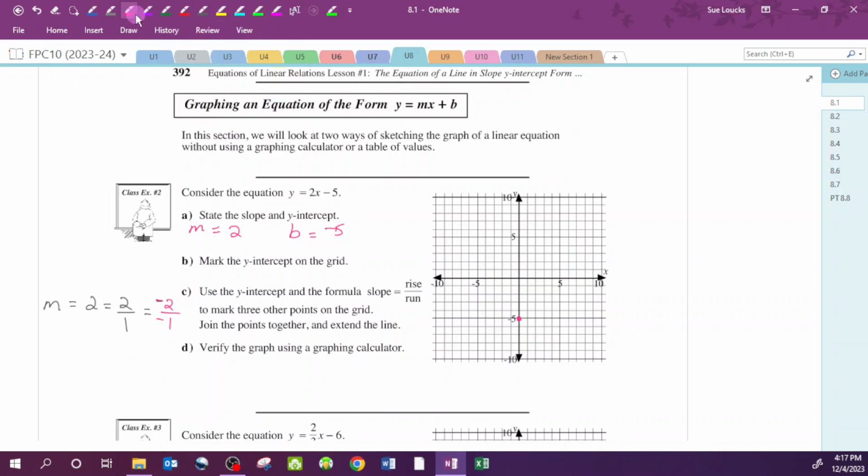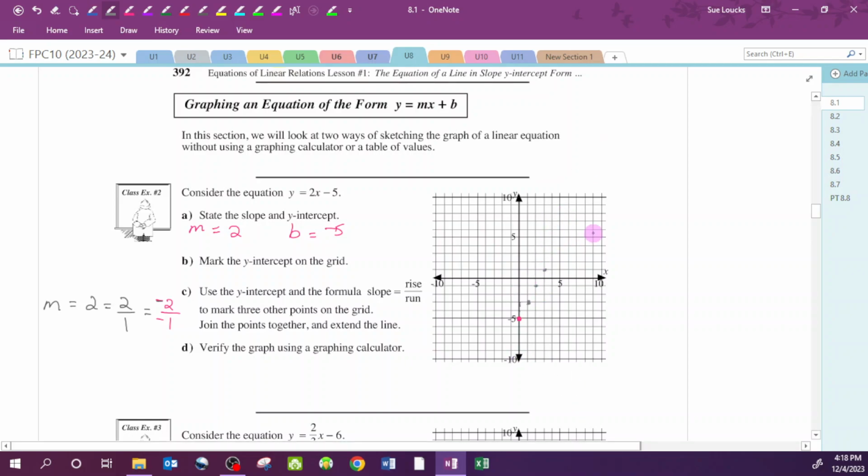Let me show you. If I'm using my positive slope, starting from my point at -5, I'm going to go up 2, so 1, 2, and over 1, right? My rise and my run to here, okay? So I've done, oh, they want 3 other points on the grid. Okay, so 1, 2, 3. So that's what they've asked us to do: 4 points and then draw a line.